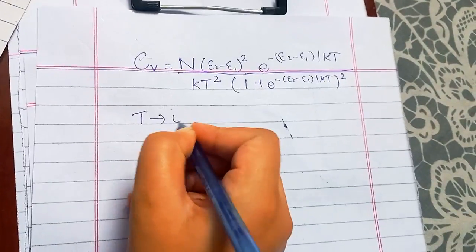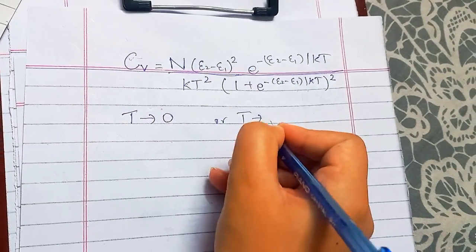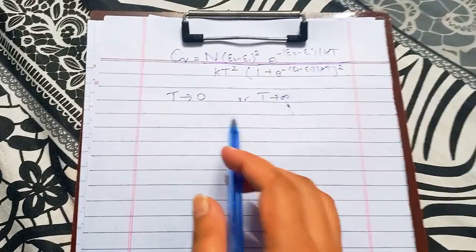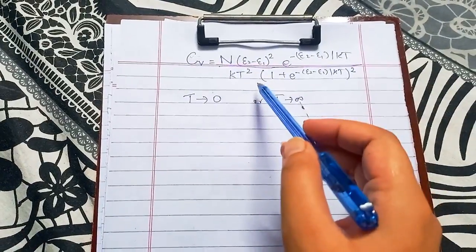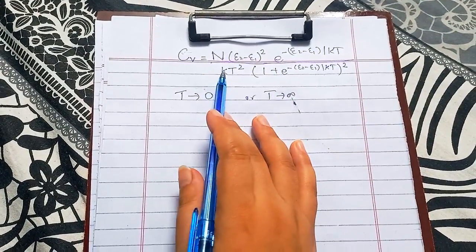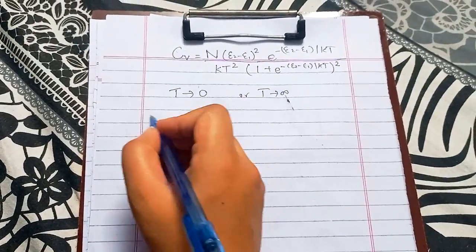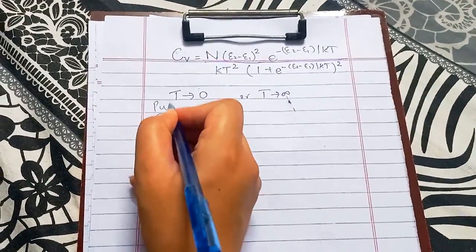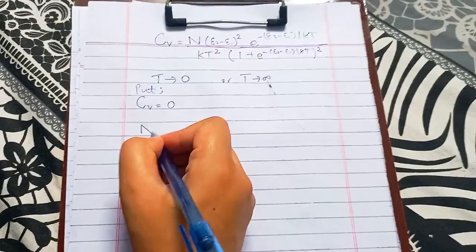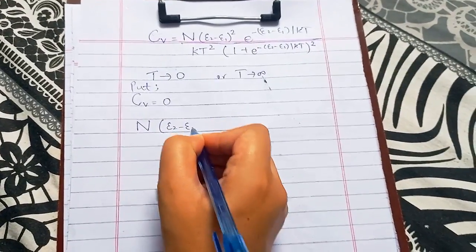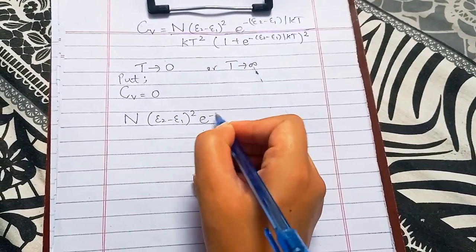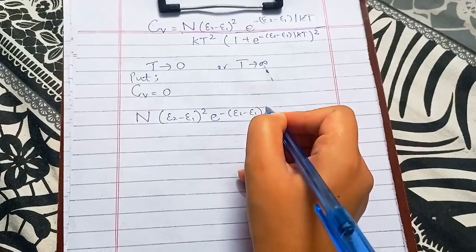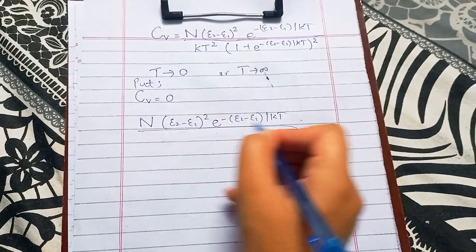And let's see what happens as T approaches 0 or T approaches infinity. And we can also check it from the formula itself. If we put CV equals 0, so we have capital N (E2 minus E1) whole square e to the power minus (E2 minus E1)... We can determine the temperature from it where the CV would be 0.